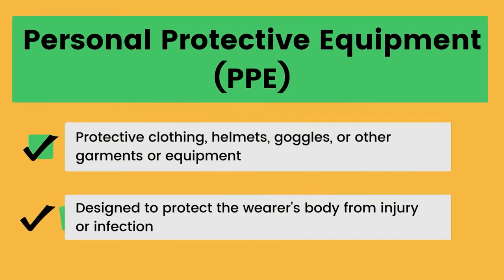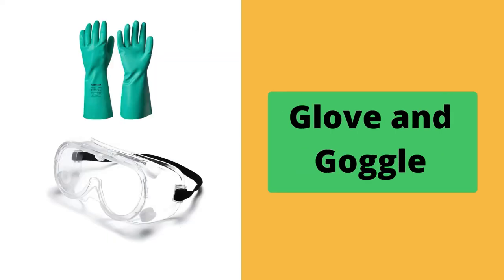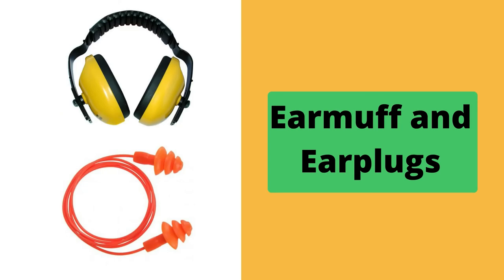Personal protective equipment. Personal protective equipment is protective clothing, helmets, goggles, or other garments or equipment designed to protect the worker's body from injury or infection. Examples of personal protective equipment: lab coat, overall and protective apron, gloves and goggles, mask and respirator, earmuffs and earplugs, safety boots.